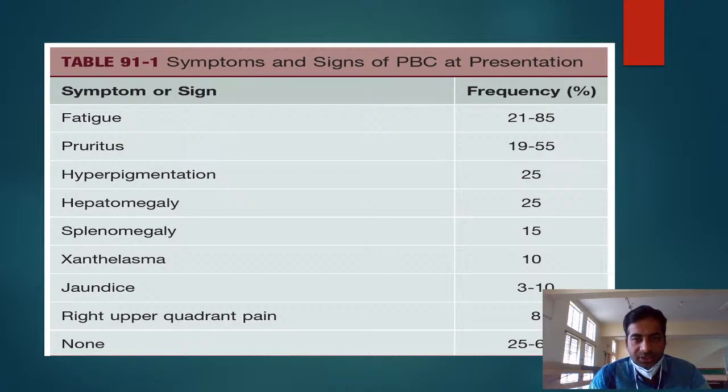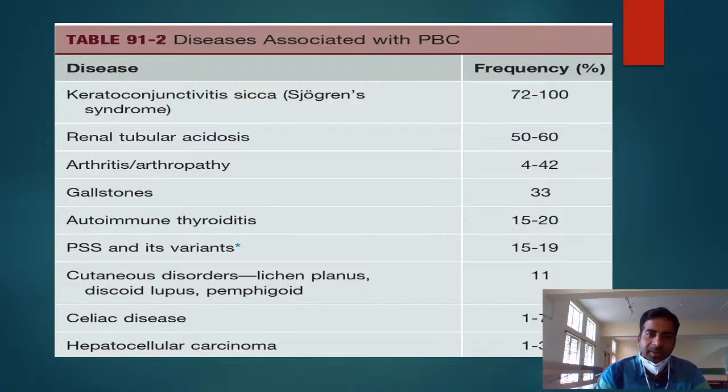Symptoms: the most common symptom is fatigue. The patient presents with fatigue, which is the most common symptom in the case of PBC. The patient may have pruritus due to stress. Hyperpigmentation is seen. Hepatomegaly, splenomegaly, xanthelasmas, jaundice, right upper quadrant pain. All these are the more common symptoms of PBC.